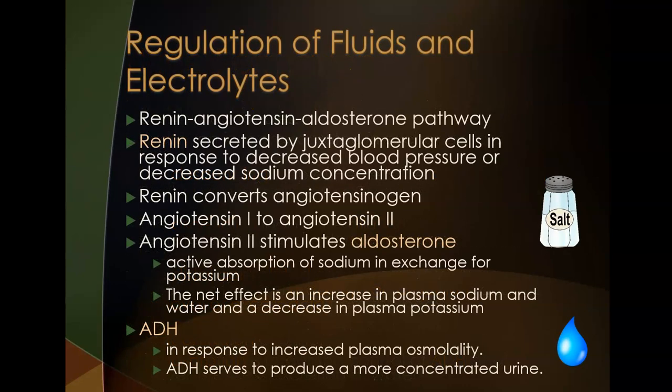All right, so I've already alluded to this, but let's go back over how this is all regulated. So your renin, angiotensin, aldosterone pathway. Renin is secreted by the juxtaglomerular cells in response to decreased blood pressure or decreased sodium concentration. And that decreased sodium concentration is actually in the blood. So it senses, the juxtaglomerular cells are right there by the glomerulus.